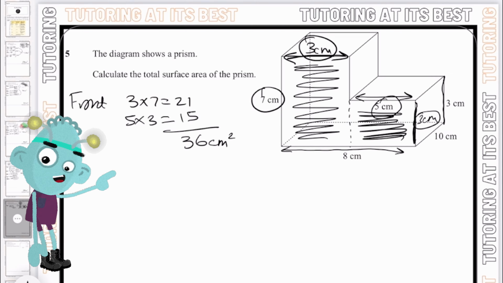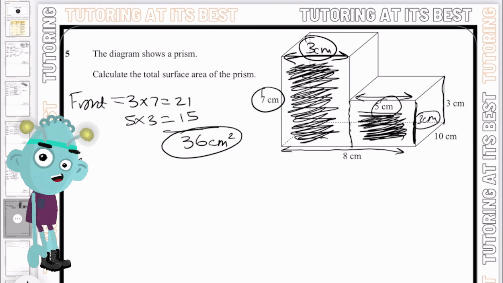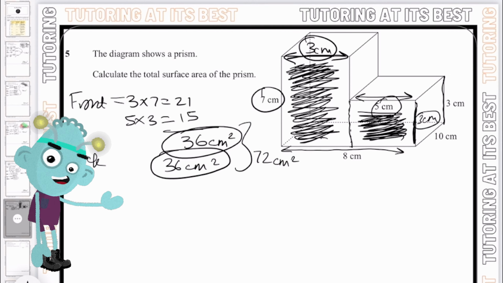So what did I do? I split the shape up into 2. I then calculated the area of the first face and then the second face, added it together. And now again, because the front is equal to 36, the back will also equal 36. So we have 72 as our front and back.